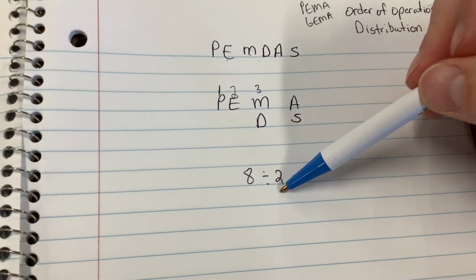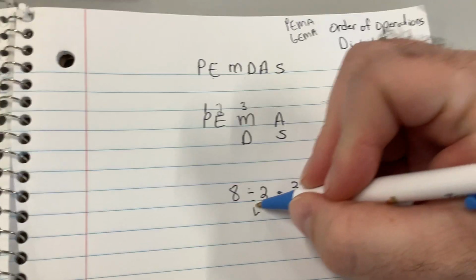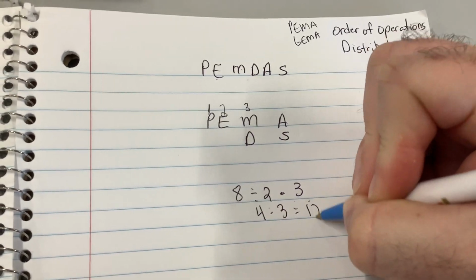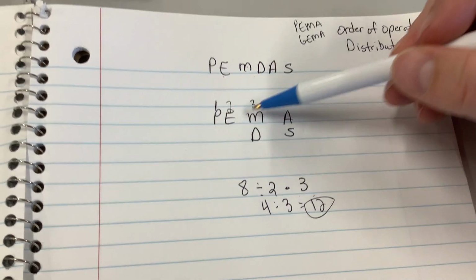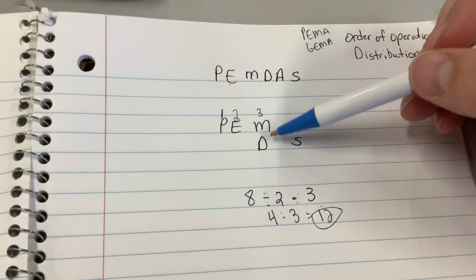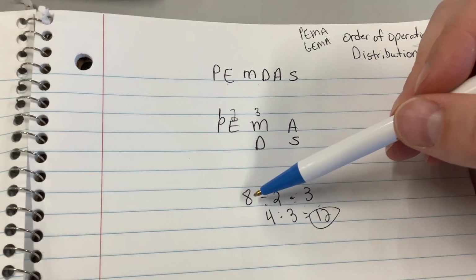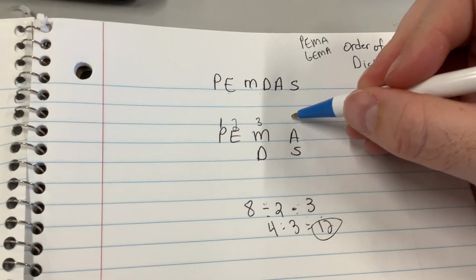8 divided by 2 is 4. 4 times 3 is 12. And so it comes out to a number here that is a whole number in this case. So this would be that if you have a division and multiplication, that's all you're left with, then they're a tie. There's not one that comes before the other. You just go from left to right. Okay? Same thing with addition and subtraction.